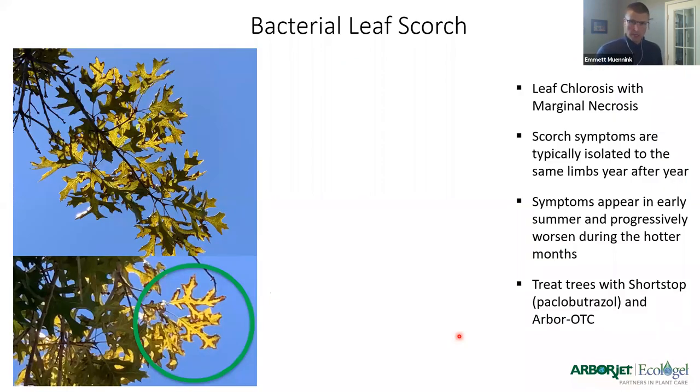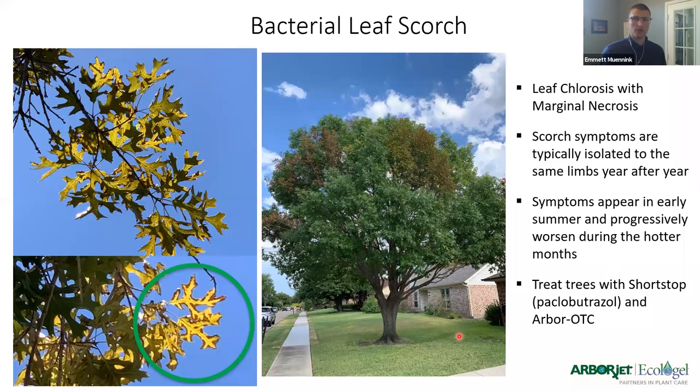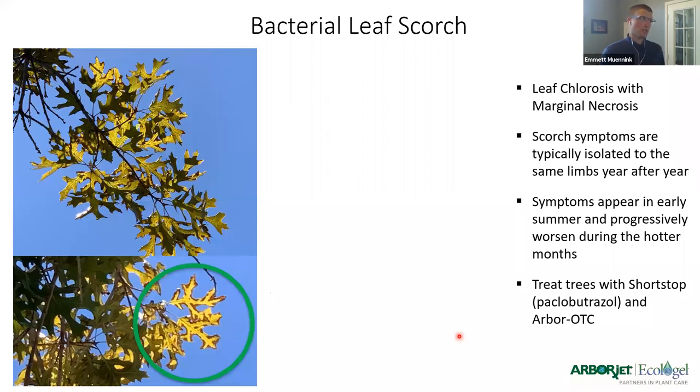So leaf scorch, as I mentioned earlier, people want to jump onto the pathogen, the bacterial leaf scorch pathogen. So I wanted to show that quickly and how it differs from some of the things we were looking at. So bacterial leaf scorch, you have leaf chlorosis with marginal necrosis, and that's what I'm showing in that green circle. So the leaves are yellow with a green midvein. We're going to talk about nutrient deficiencies here in a minute. And that is a very common symptom of nutrient deficiencies. This also with BLS, you will have the marginal necrosis. That can happen with nutrient deficiencies too. So they kind of look alike.